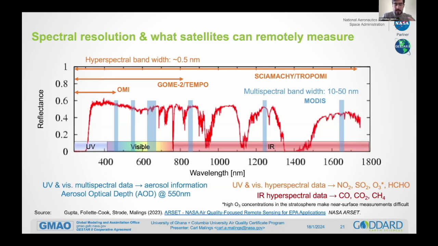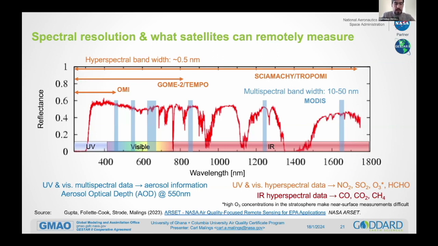So it has less information there in terms of the spectrum, versus a hyperspectral instrument, which has a higher spectral resolution. That's indicated by the orange regions at the top. These hyperspectral instruments are measuring across a subset of the spectrum, but they're doing so at a much finer resolution. They can distinguish between those wavelengths much better.